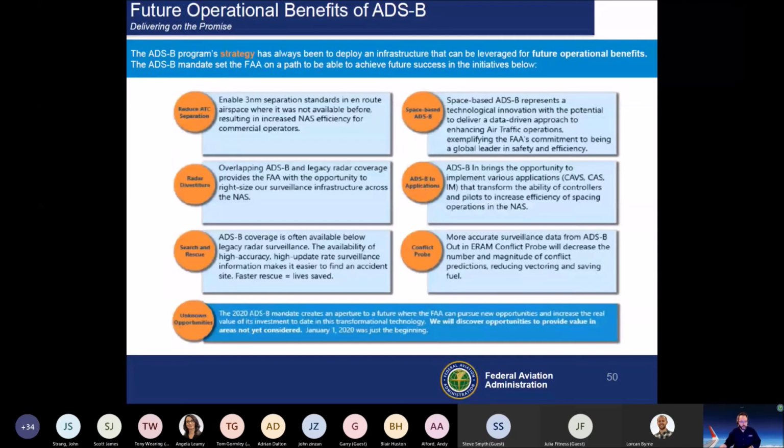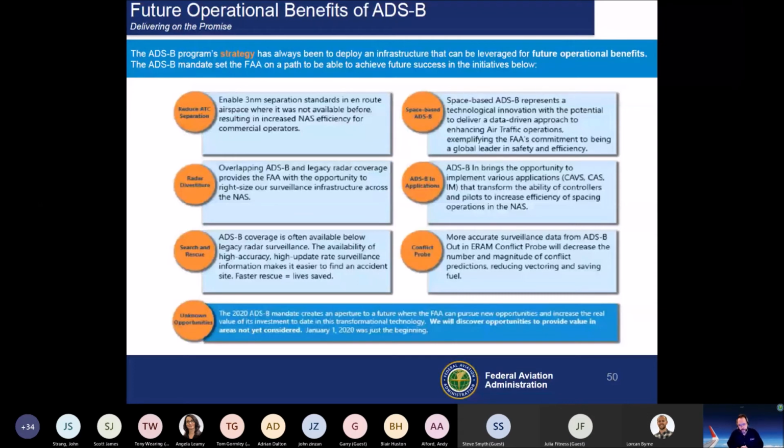A couple things that we are looking towards. As I mentioned, this is really just the start. This is a foundation to build on. So we're continuing to roll out more 3-mile separations, so more efficient use of airspace. We're pursuing the radar divestiture program, which I mentioned, and pursuing the search and rescue program so that we can continue to make ADS-B data available whenever it's needed.